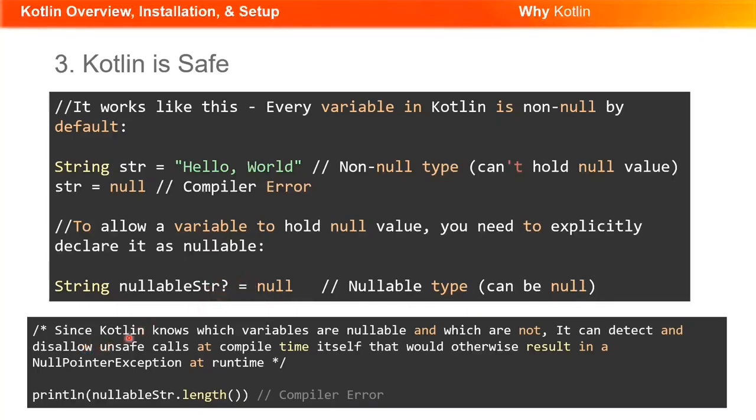Since Kotlin knows which variables are nullable and which are not, it can detect and disallow unsafe calls at compile time that would otherwise result in a null pointer exception, which can save developers a lot of headaches. And we can see here, again, a nullable string length. This would return a compile error, because if it's a null string, it's not going to have any length.